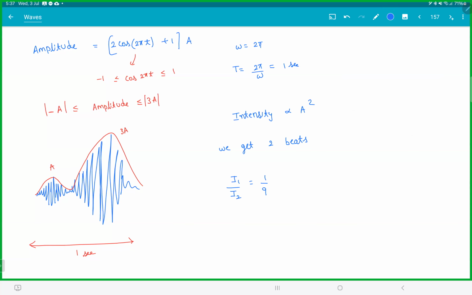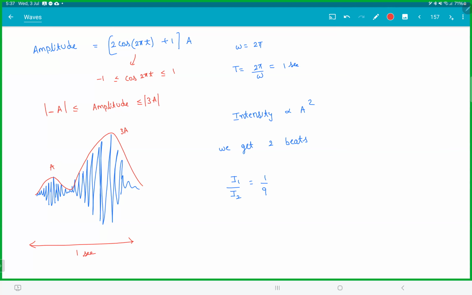There was one time I framed a question like this. They said there is a detector which can detect only intensity 4I. And these 3 frequencies are sounding. So how many beats does the detector detect? It will not detect this one. So it will only detect 1 beat per second. You can play around like that. We have an instrument which can measure only 4 times the intensity and greater, so it will not detect anything less than 4I.